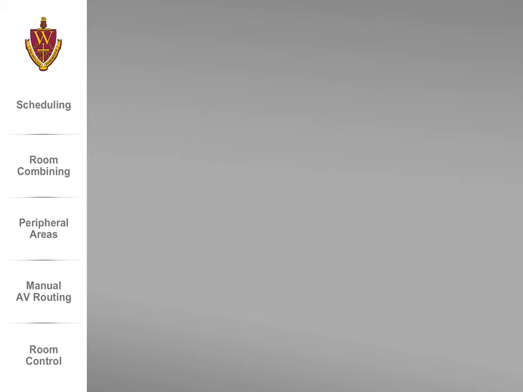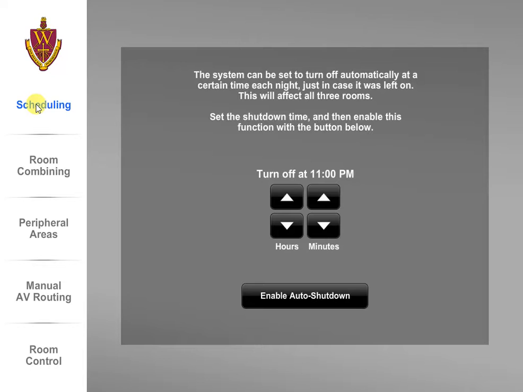So starting here on the left side, we have our scheduling area. And if I tap that, we get some basic control for an auto shutdown. So this is going to shut down all three rooms, and you can adjust the time as needed. So maybe you want it to shut down at 10 p.m., then you need to enable it. And that enable will then just stay on until you turn it off.